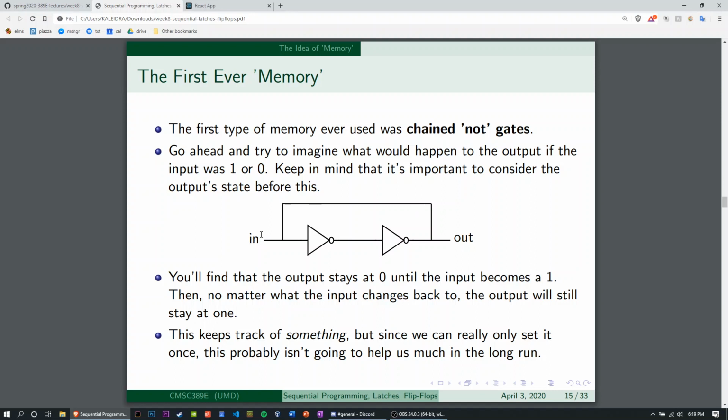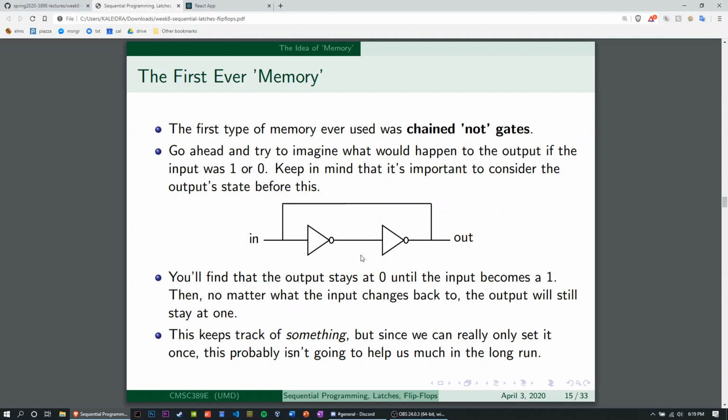So even if you turn off this input, you'll still have that 1 going in a circle, which is a strange thing to think about. But long story short, that out will stay on forever, right? No matter what, you'll find that the output stays at 0 until the input becomes a 1. Then, no matter what we change the input back to, the output will still stay at 1.